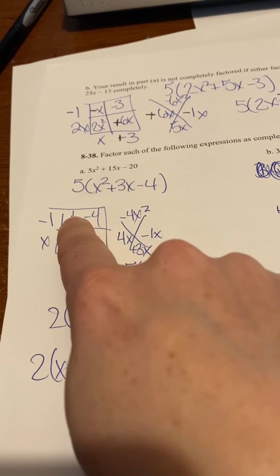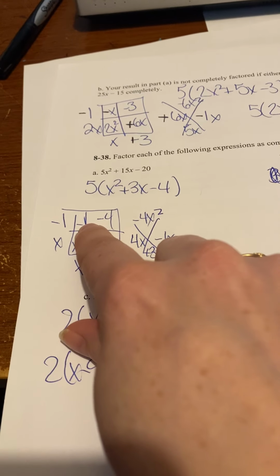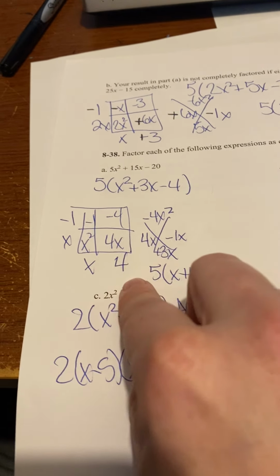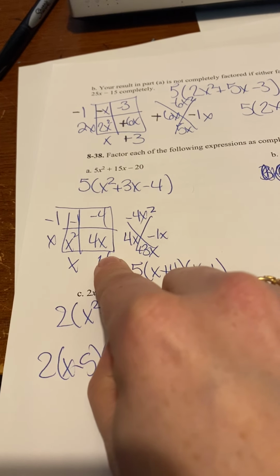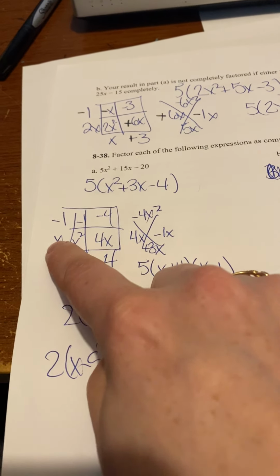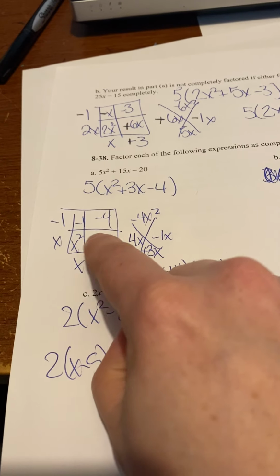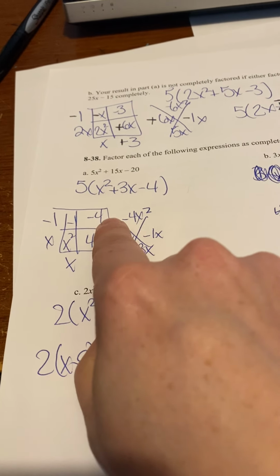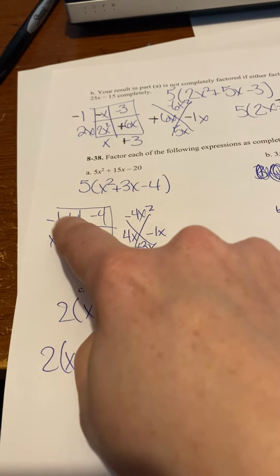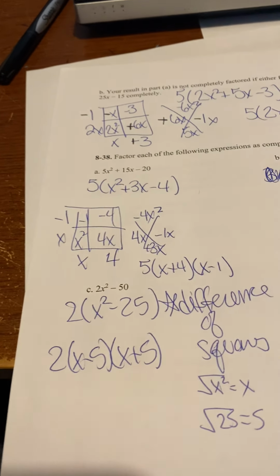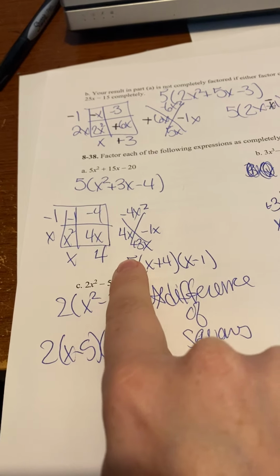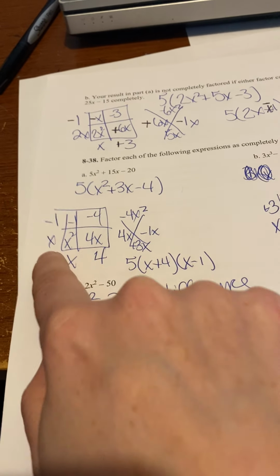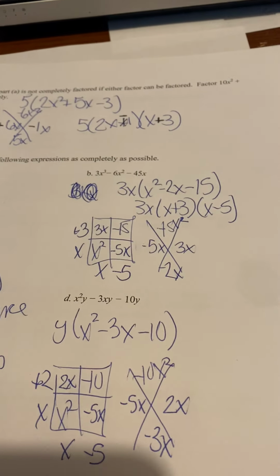So I'm going to bring my negative 1. Oops, I forgot to write the x here, but pretend it's there. So negative 1x and 4x. You pull out your x's, and then x times 4 gives you 4x. X times negative 1 gives you negative 1, and then negative 1 times 4 is a negative 4. So then you have 5. Remember how we took that out to begin with? So bring it down: 5 times x plus 4 times x minus 1.